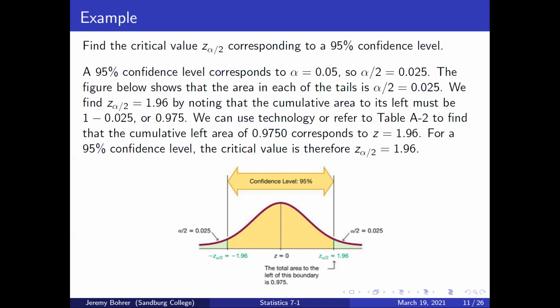We find z sub alpha over 2 equals 1.96 by noting that the cumulative area to its left must be 1 minus 0.025, or 0.975. We can use technology or refer to table A2 to find that the cumulative left area of 0.9750 corresponds to z equals 1.96. For a 95% confidence level, the critical value is therefore z sub alpha over 2 equals 1.96.